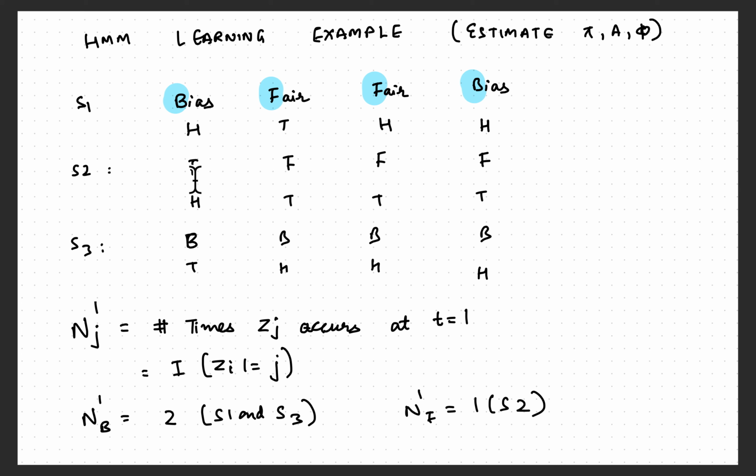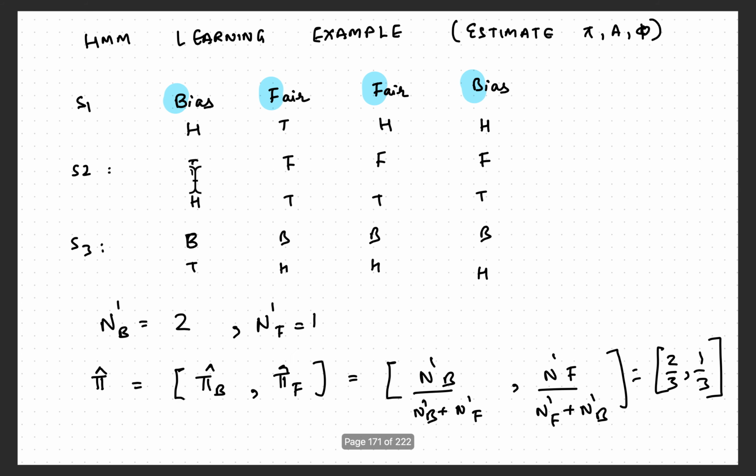Then based on this data, we can write pi hat equal to pi hat of b comma pi hat of f, where pi hat of b is the number of times you start in state b divided by the total number of sequences that you have, so 2 by 3. Similarly, pi hat of f is 1 over 3. So again, if you see, it's fairly obvious. You just do the simple raw calculations to see what the parameters could be.